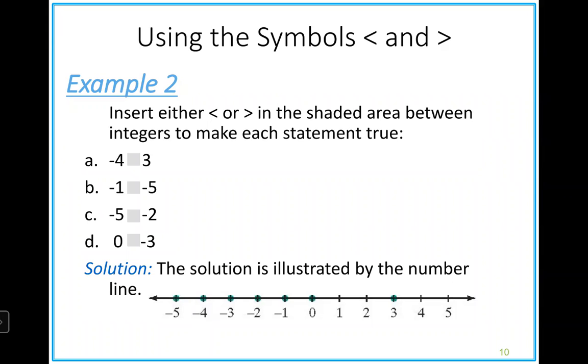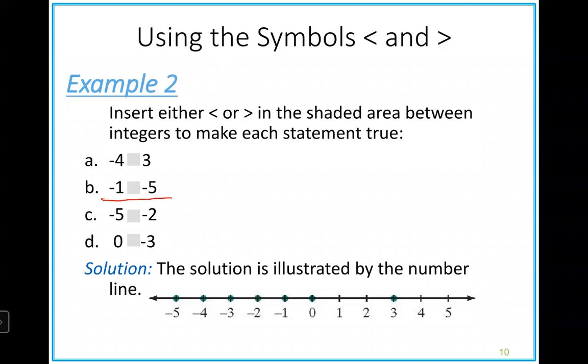What about -1 and -5? Well, we're keeping it in the order that they have. -1, is it greater than -5 or less than -5? Greater than. Greater than, because -1 is to the right of -5, so it is greater than. Okay, -5 and -2. -5, is it greater than -2 or less than -2? Less than. Okay, it's less than -2. -5 is less than -2.